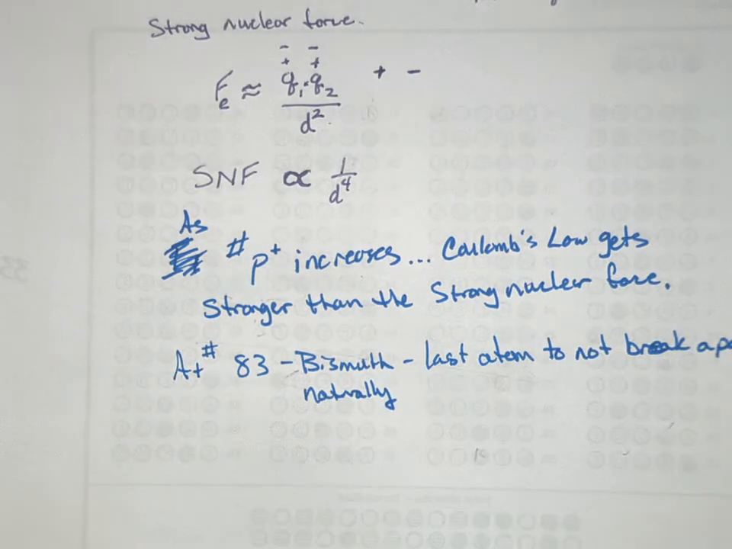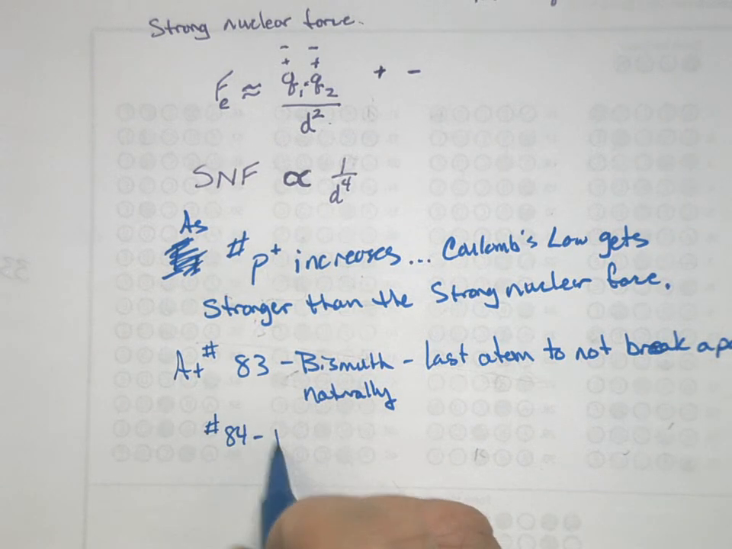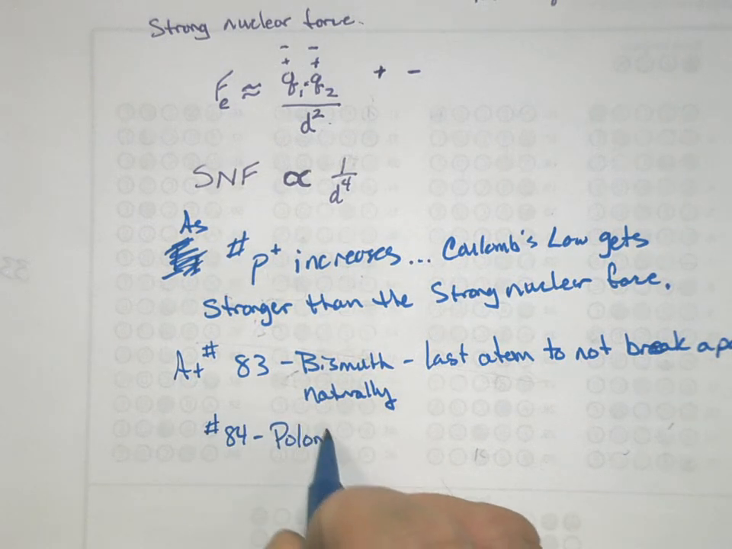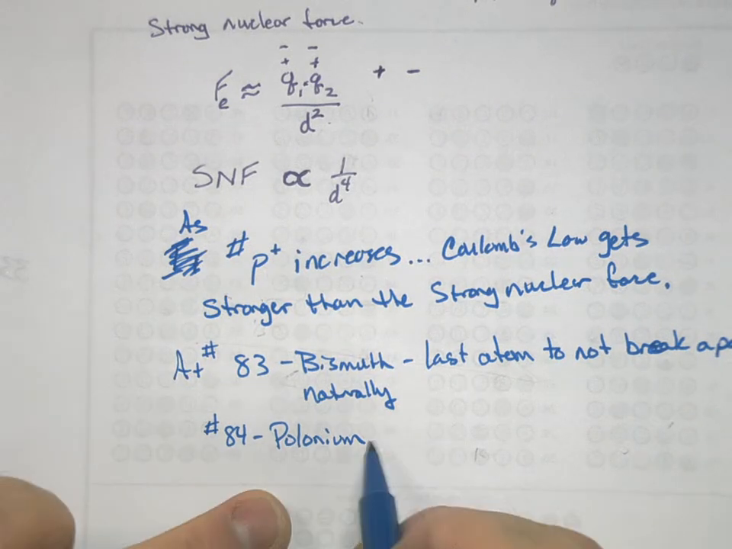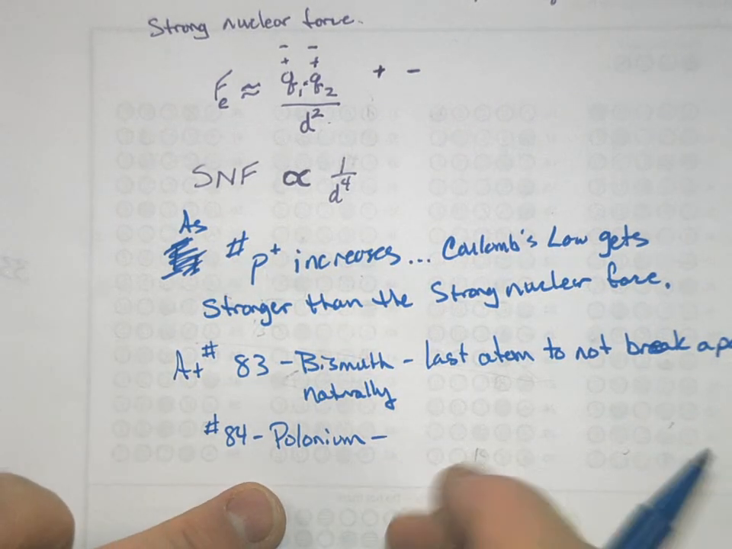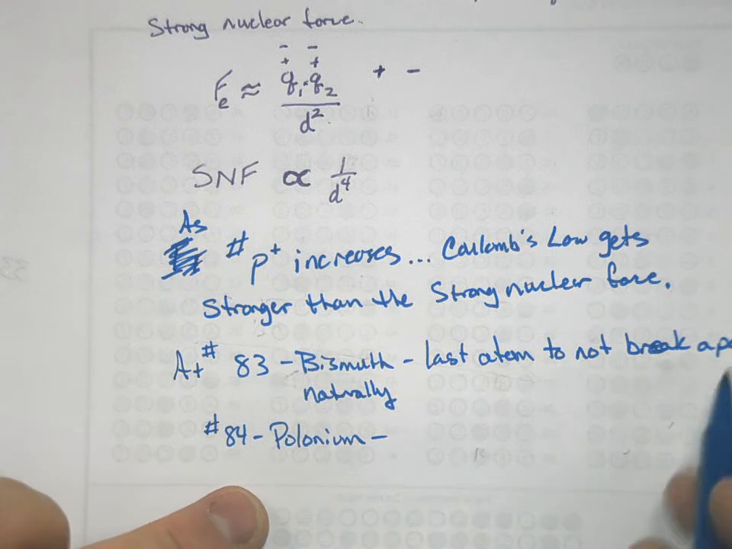Number 84, polonium. It's named polonium because Marie Curie was Polish, and she was the one that discovered it, so she named it after her homeland of Poland.